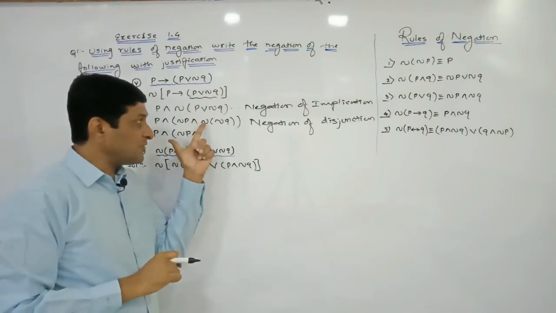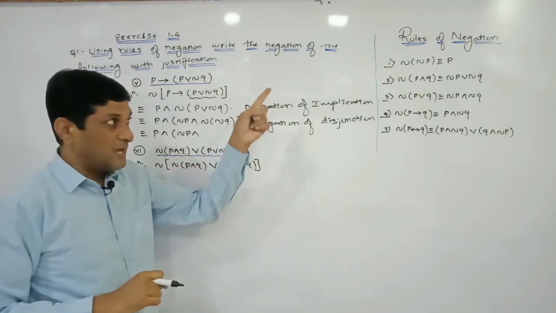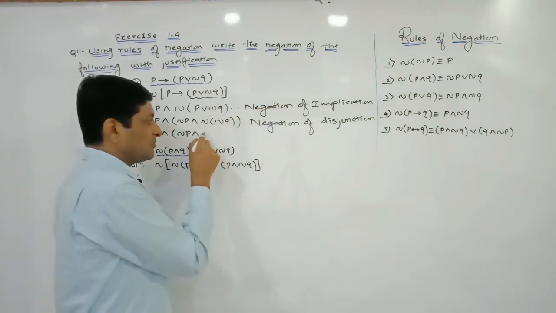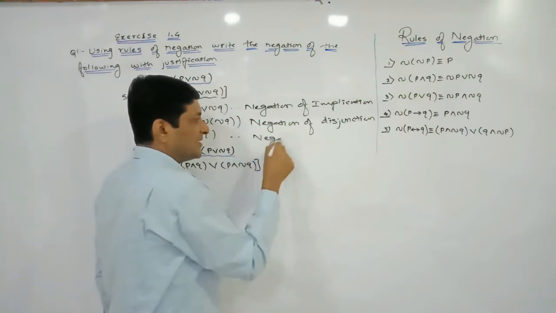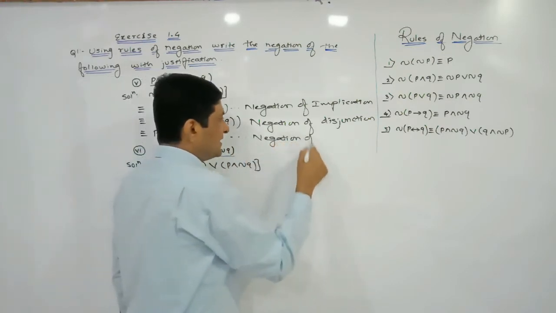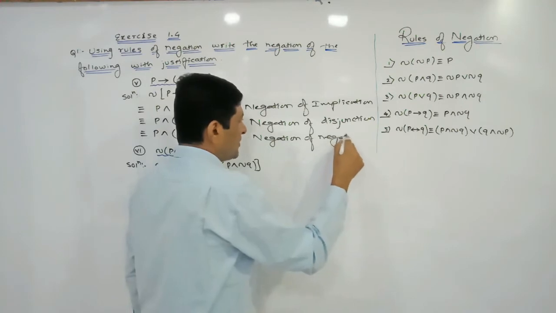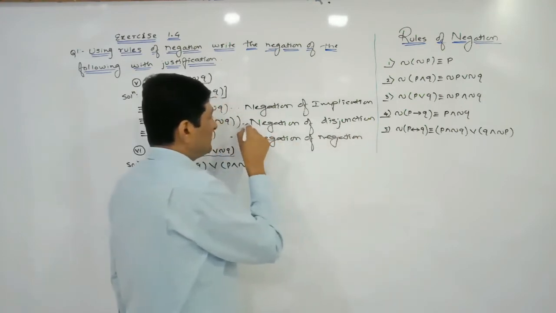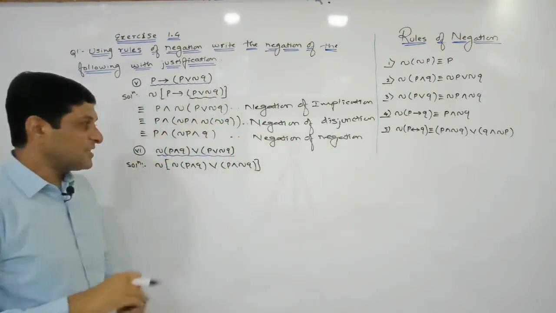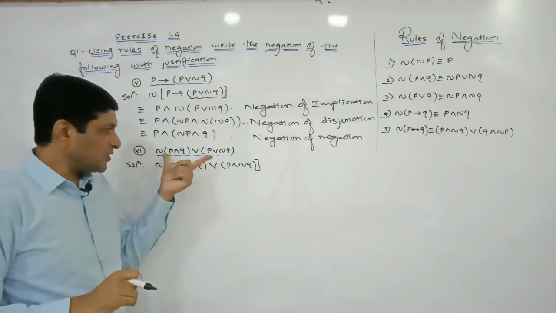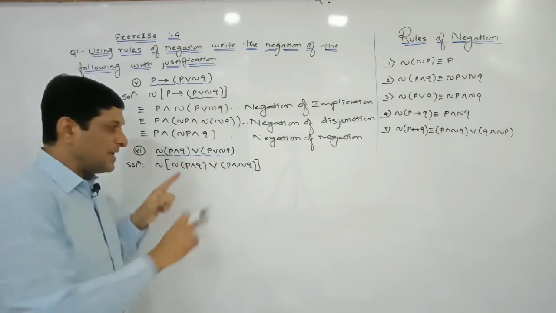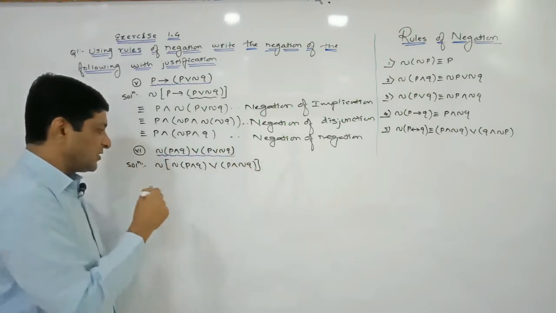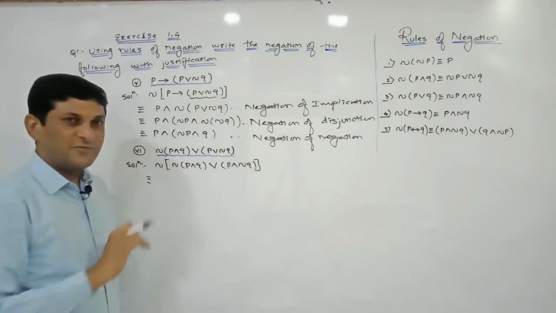Lastly, let us try to find out negation of negation Q. According to the first result, negation of negation Q will be equal to what? Q, means here we are applying negation of negation. In this way, we have got the negation of the given statement. Now let us try to solve example number 6. Whatever statement is given here, we have written this statement in a square bracket and we are finding negation of this statement using rules of negation.